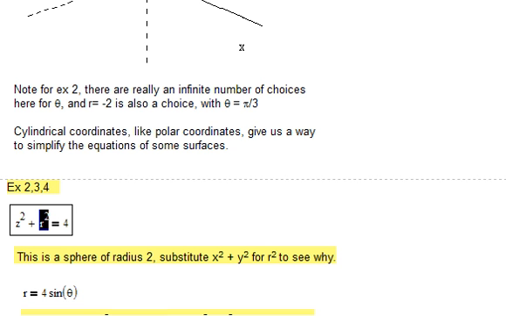Okay, now this one's somewhat different. r equals 4 sine theta. You could say, well, what does r equals 4 sine theta look like? And by the way, that's for any z. z is missing, so this would be true for any value of z. r equals 4 sine theta. So that is a circle with center at the point 2, 0, right on the x-axis, and radius 2.